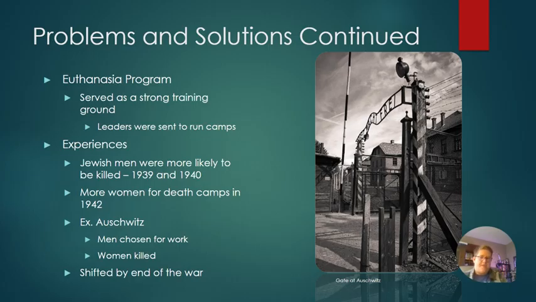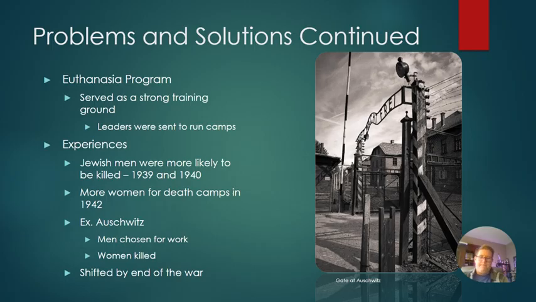In terms of experiences, Jewish men were more likely to be killed in 1939 and 1940. More women would be sent to the death camps in 1942. In Auschwitz specifically, men had a better chance of being selected for work, while women were more likely to be killed. By the end of the war, this shifted, though, because young men were considered to be dangerous and a security threat.